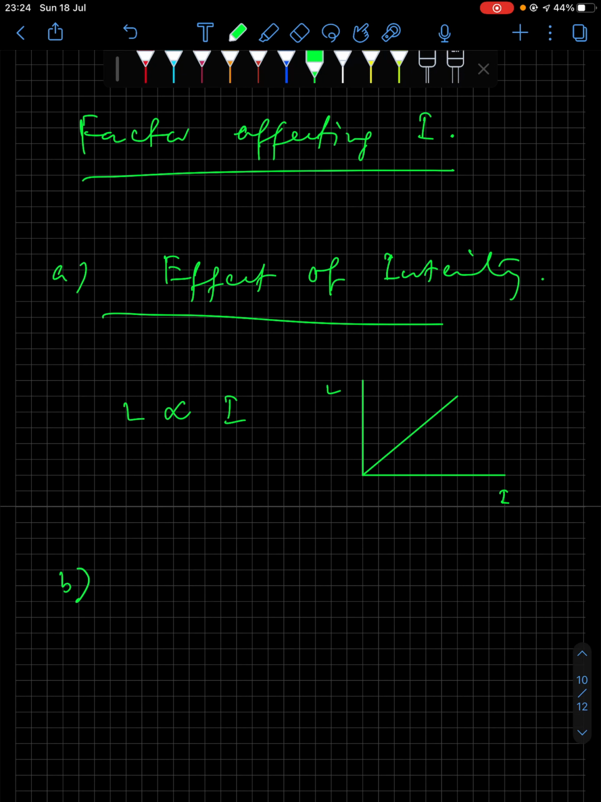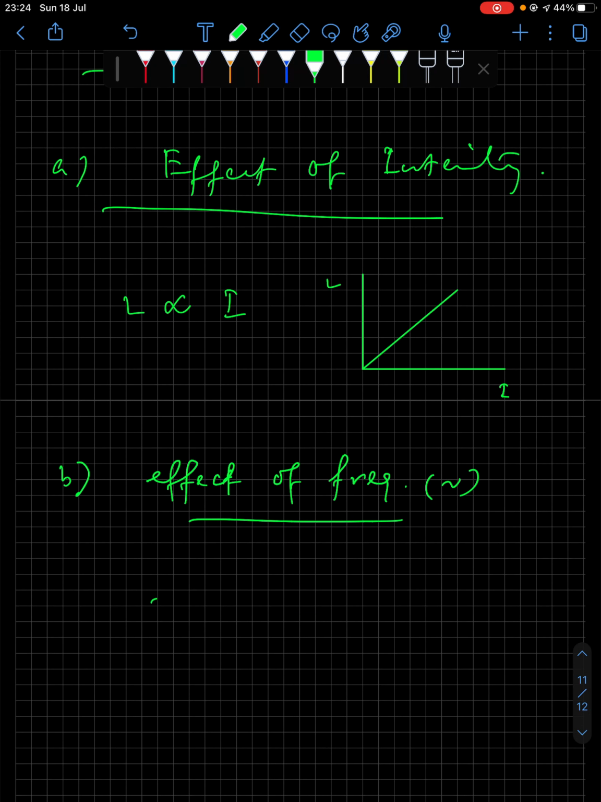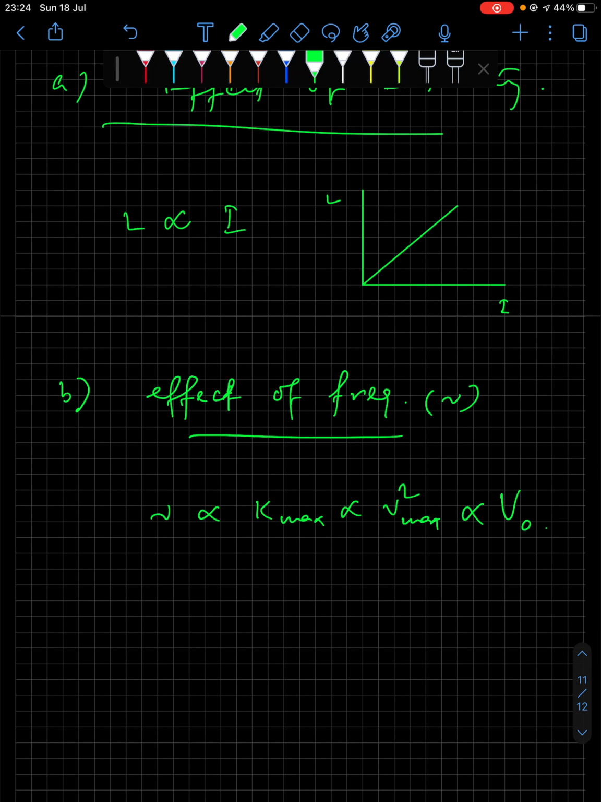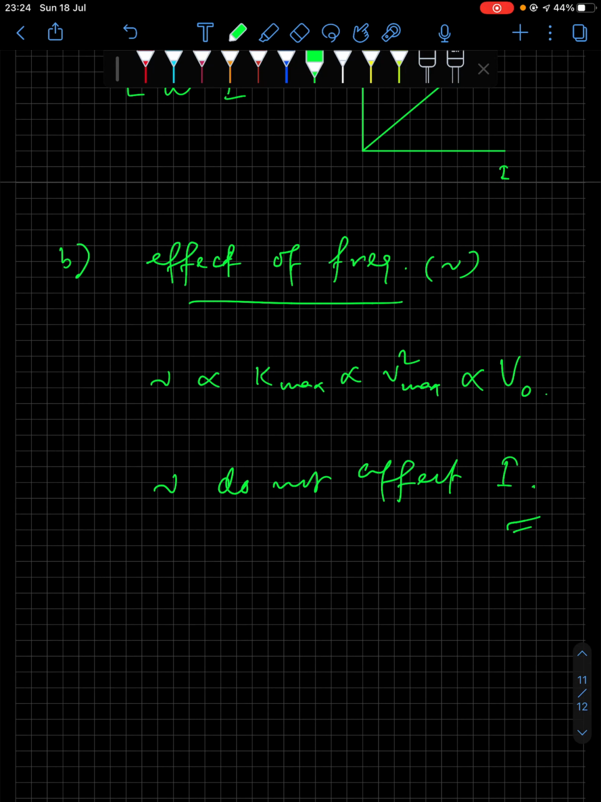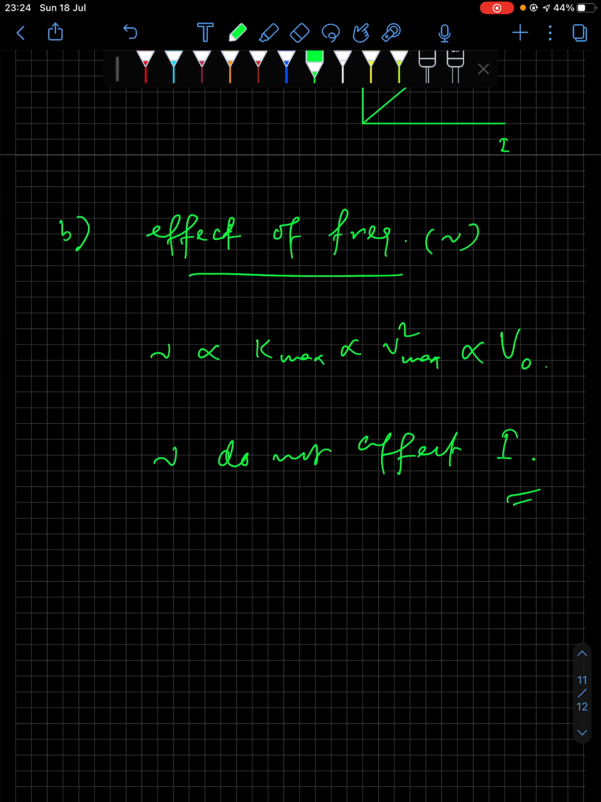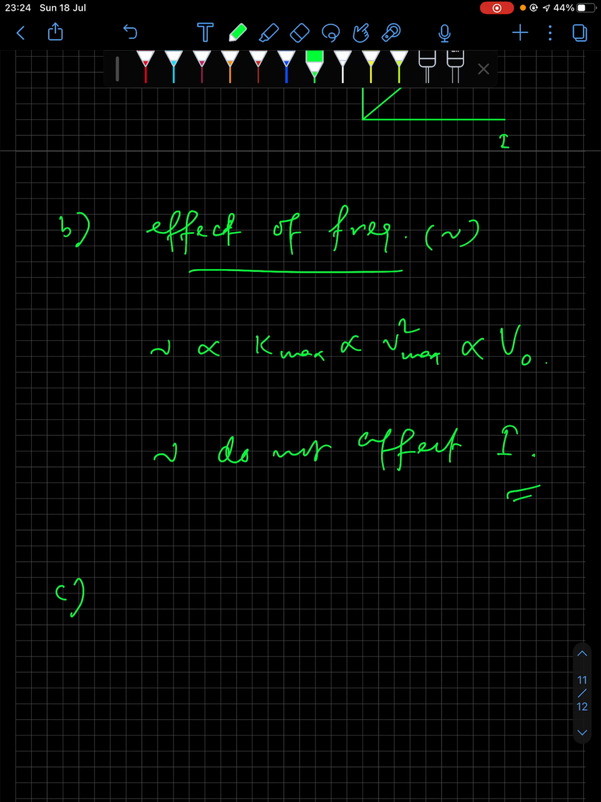Factor number B, there it was the effect of frequency of incident light, which is nu. We came across that frequency directly affects maximum kinetic energy. It affects the maximum speed squared, and it affects stopping potential. So the effect of frequency on photoelectric current is the question. Therefore nu does not affect I. The frequency of incident light does not affect the magnitude of photoelectric current. Okay, that is factor number B.